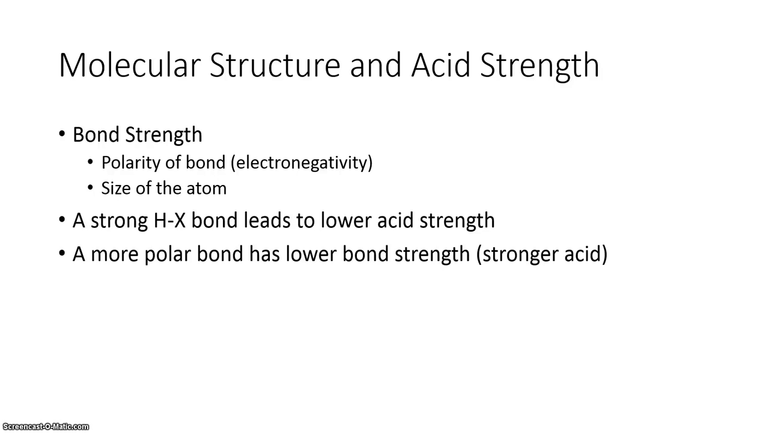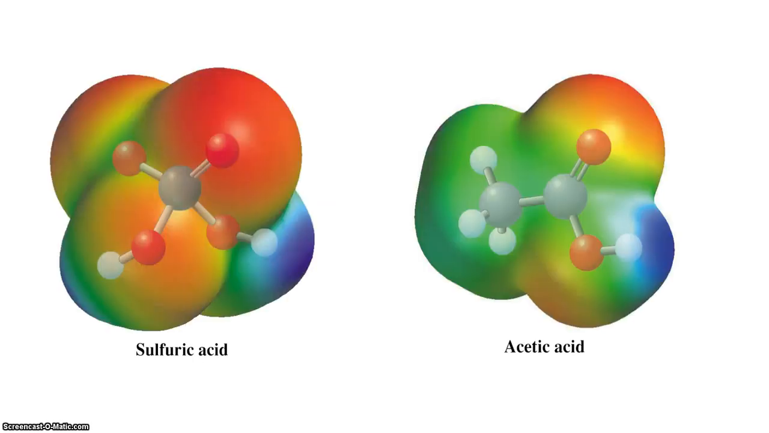And so if we consider two acids, we have acetic acid and sulfuric acid. These structures are shown here. Sulfuric acid is H2SO4: here are our two hydrogens, our sulfur, and our four oxygen atoms. And then acetic acid, we have two carbons, four hydrogens, this one is the one that leaves, and then two oxygen atoms. This is a carboxylic acid.